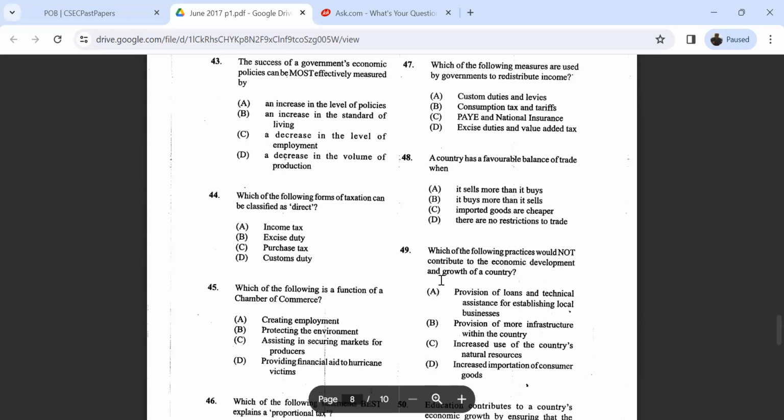Number 44, which of the following forms of taxation can be classified as direct? So direct taxation is coming directly from you. Indirect taxation passes through a third party. So if I'm paying value-added tax, so A, correct. If I pay value-added tax, I am buying the good and I'm paying the tax to the store owner, and then the store owner pays it to the government for me. But when I get paid my salary, that tax comes out of my salary and goes directly to the government one time.